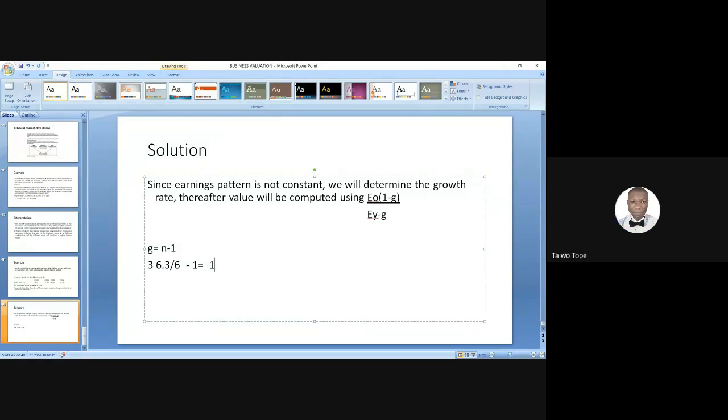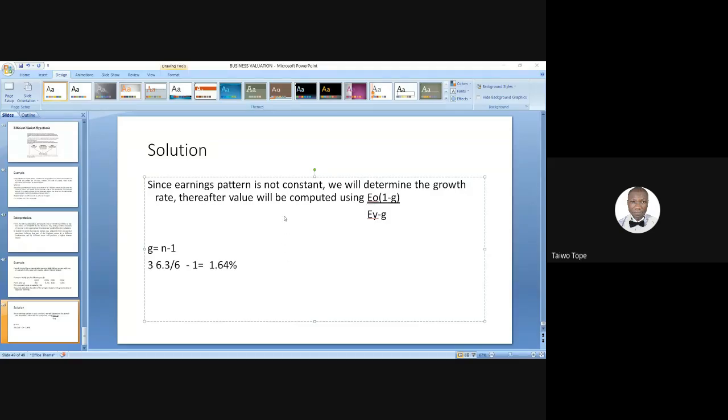Somebody has gotten this answer and the person is keeping quiet. I got 1.6. I think I heard you. So the growth rate should be 1.64%.